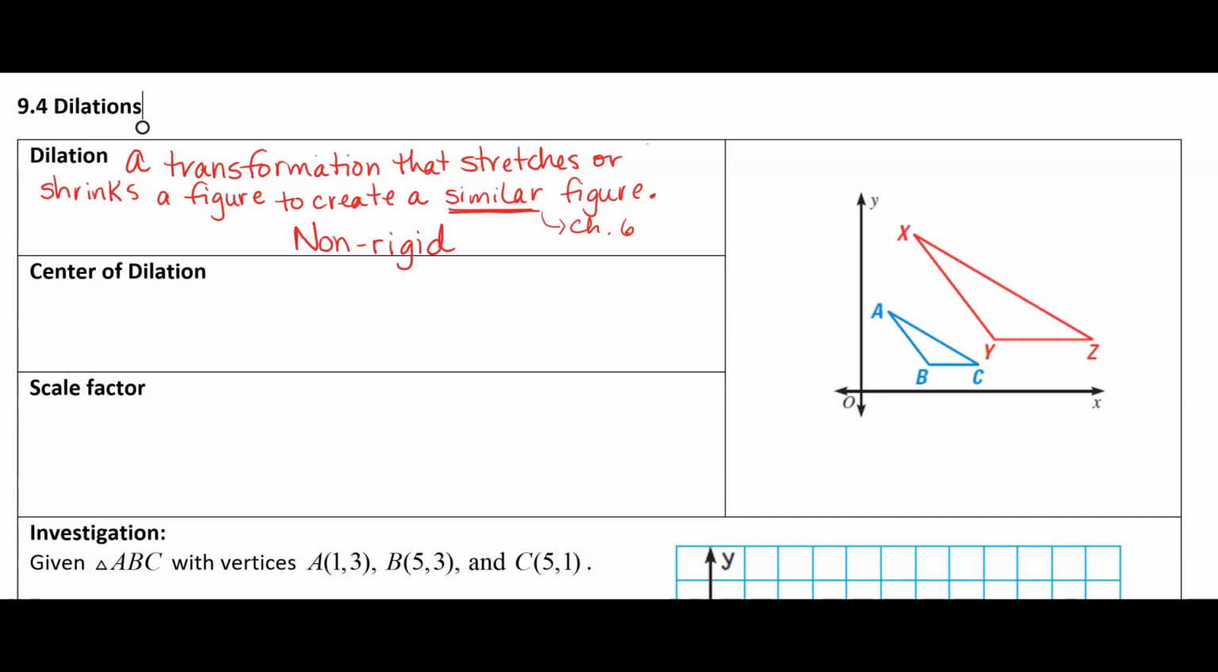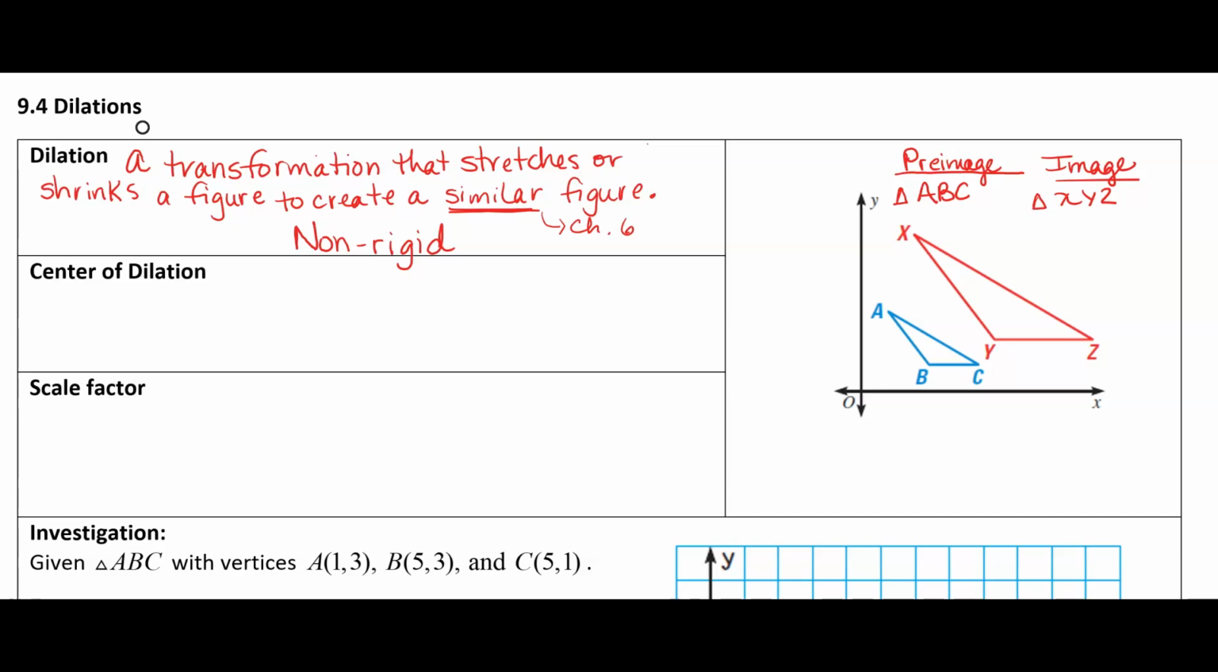So if you look over here in this picture, you can see ABC and XYZ. A dilation has been performed on this. So the pre-image, I need you to know, is ABC. The image is going to be XYZ. Now they are both triangles, so we are going to notate that they're both triangles with the triangle symbol.